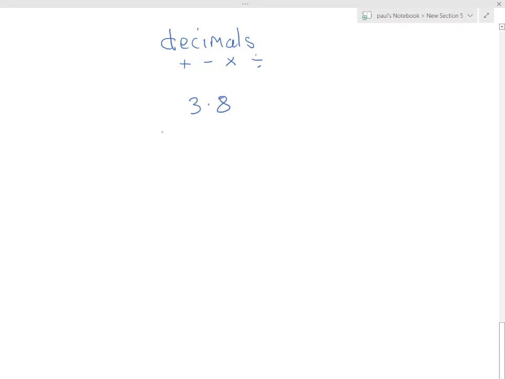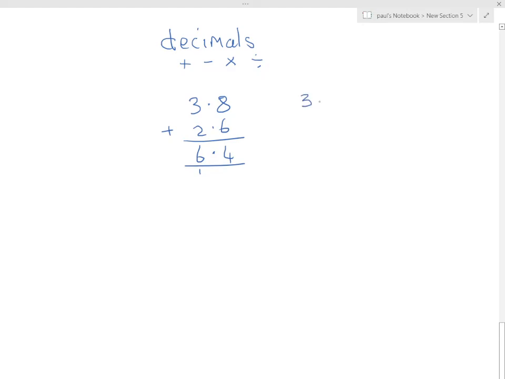3.8 plus 2.6. Here, keep things in columns. Keep the dots above each other. So the decimal point is going to be there in the answer. 8 and 6 are 14, so we've got 4 carry 1. 3 and 2 are 5, plus 1 is 6. So your answer is 6.4. Exactly the same.